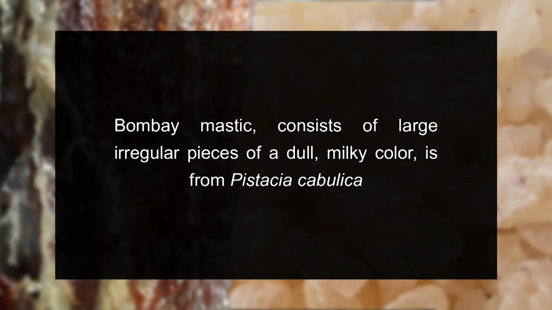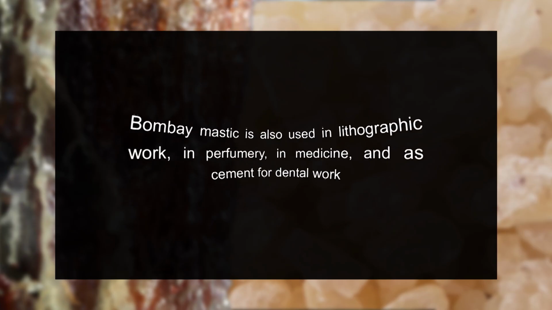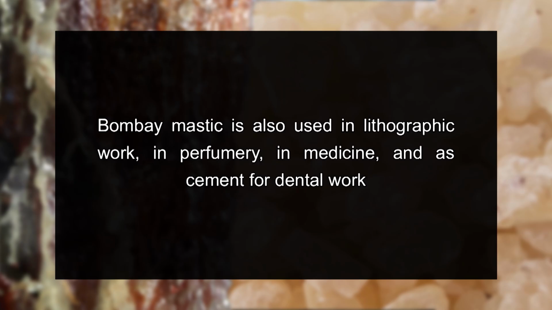while the remainder falls to the ground. Bombay mastic, which consists of large irregular pieces of a dull milky color, is from Pistacia cabalica. Mastic yields a pale varnish used for coating metals and pictures, both oils and watercolors. It's also used in lithographic work, in perfumery, in medicine, and as a cement for dental work. It's one of the most expensive and high-grade resins.